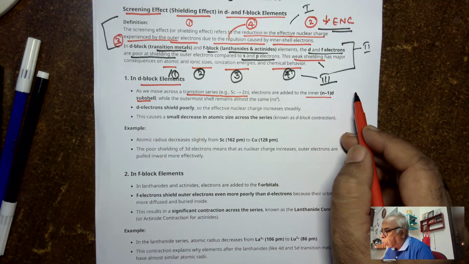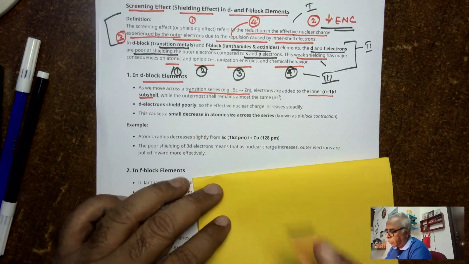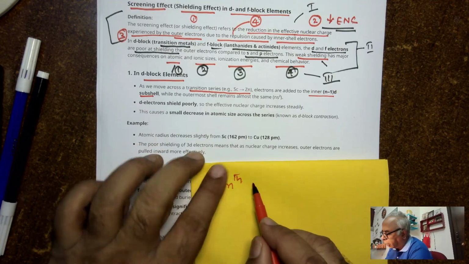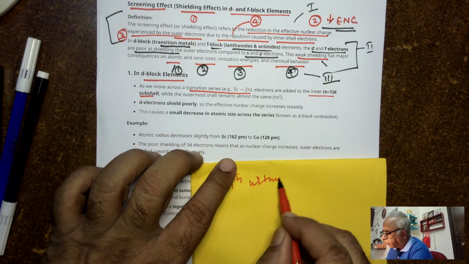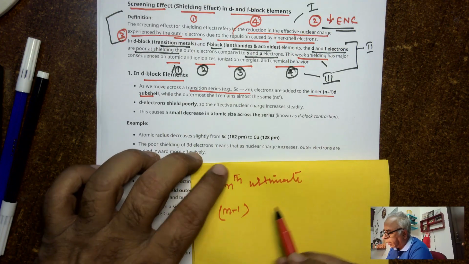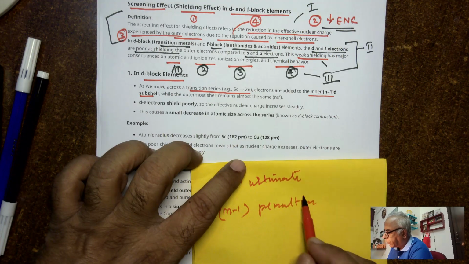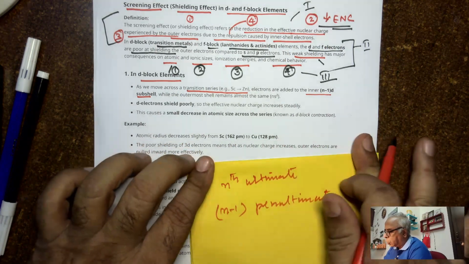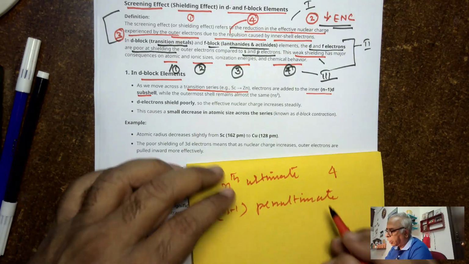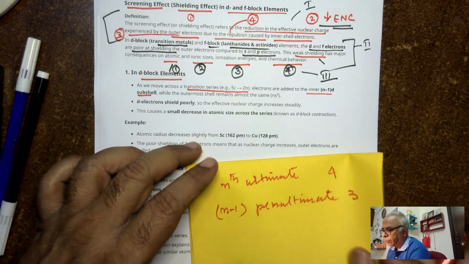Nth level can be called ultimate shell. And the n minus 1th shell can be called penultimate shell. It means if I have the fourth shell, what is the penultimate shell? Third shell. That's all. N minus 1, 4 minus 1.